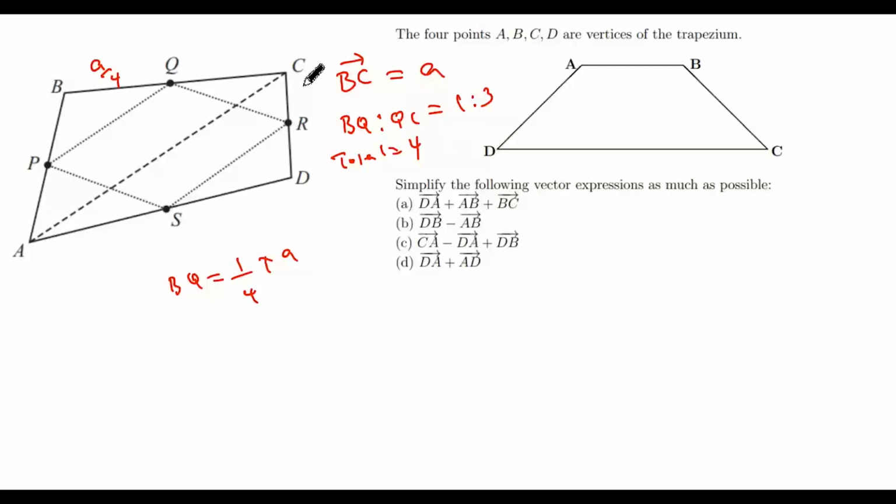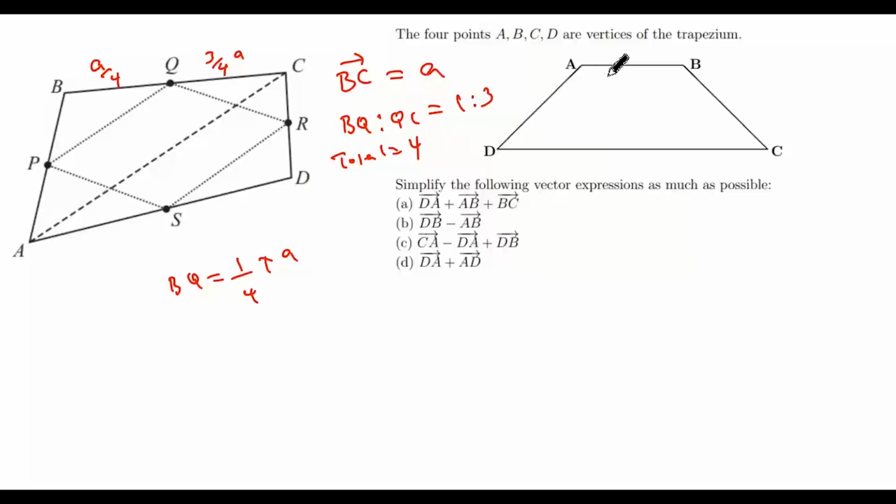And of course, QC will be 3 over 4 A, because they must add up to 1. You will see a lot of this when it comes to vectors. Also, you should be conversant with something when you are dealing with collinear and co-initial vectors. I'll come to that later.